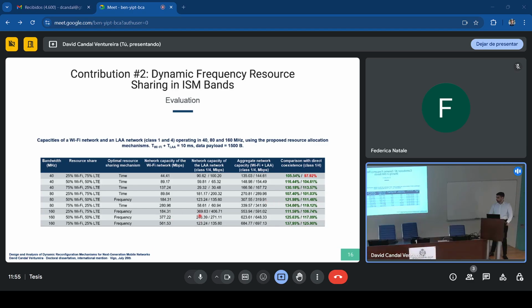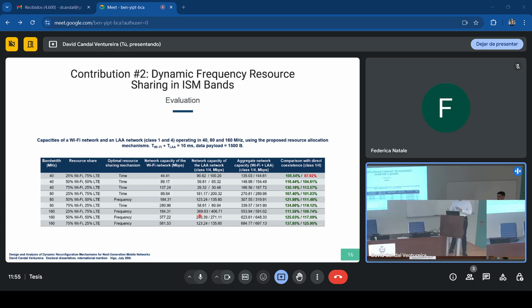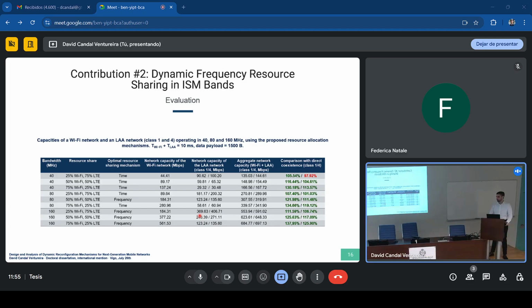As shown in this table, our approaches not only allow us to configure how the resources are allocated to one or the other technology, but also outperform direct coexistence in most cases.